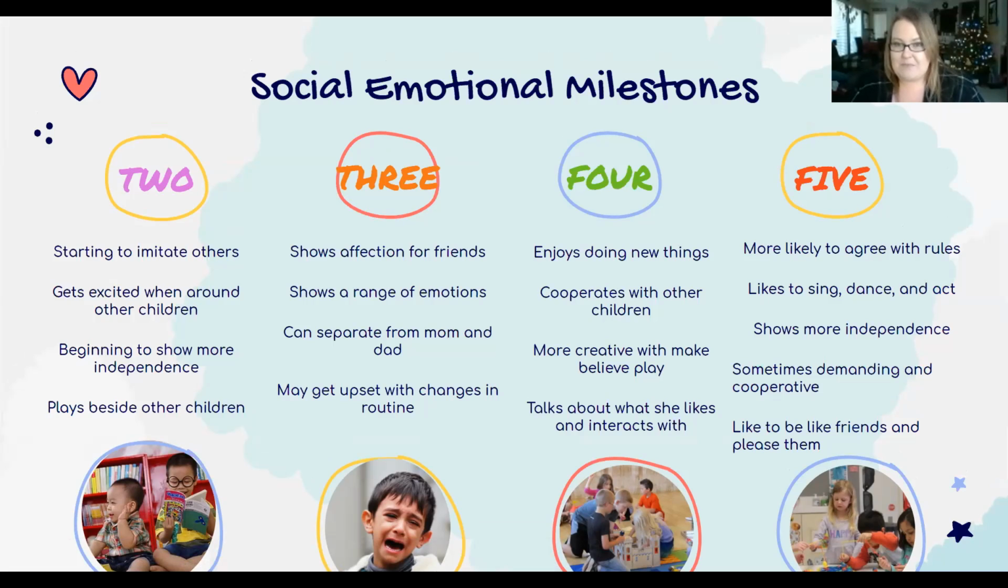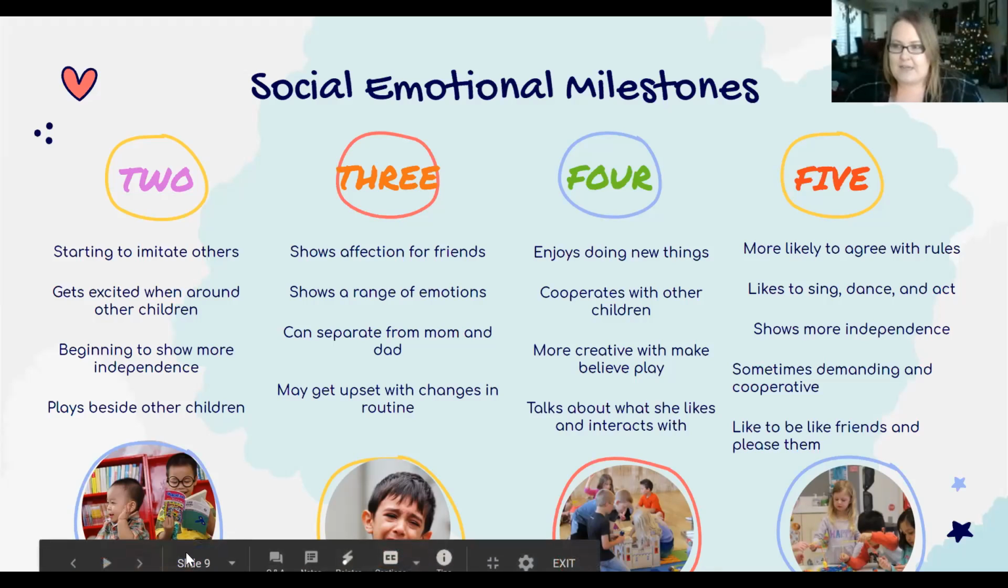They're really showing more independence. Sometimes they're demanding and sometimes they're really cooperative. So again, it goes back to that range of emotions that they have. And they like to be with their friends. They like to please their friends. So they want to form those really lasting relationships. Next slide, please.